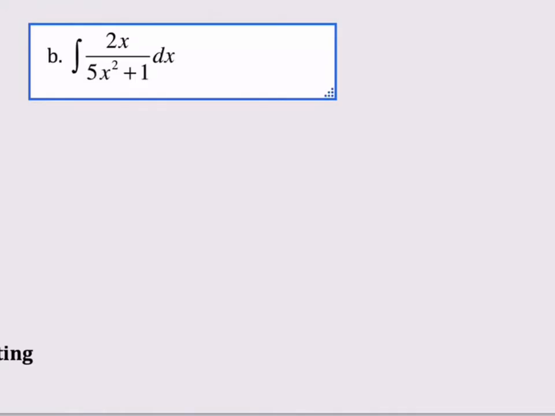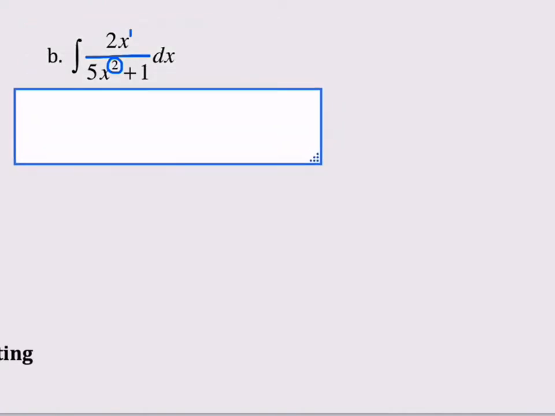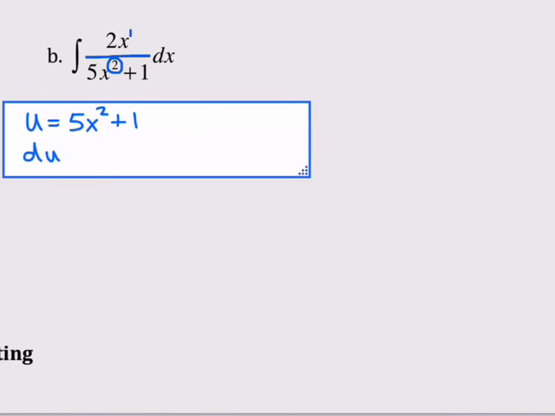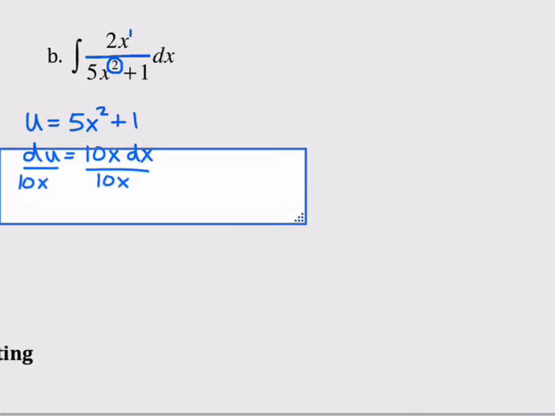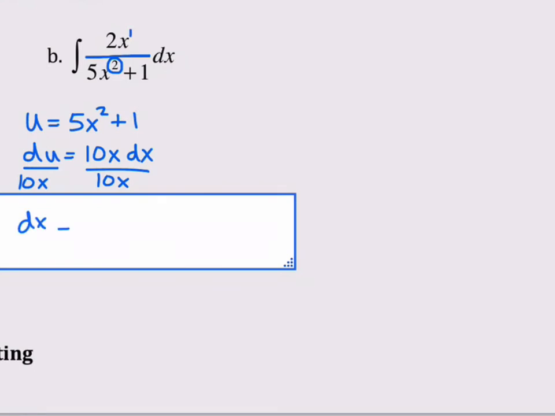All right, in our next example, you'll notice the rational expression here, and the degree of the denominator is a 2 and the degree of the numerator is a 1. So this is a good candidate for using the log rule. So let's try change of variables. We're going to let u equal the denominator, 5x squared plus 1, and then we'll find du. And so the derivative of 5x squared plus 1 is going to be 10x, and don't forget the dx part. Now we're going to go ahead and solve for dx, and to do that, divide by 10x. And so we get dx is equal to du over 10x.